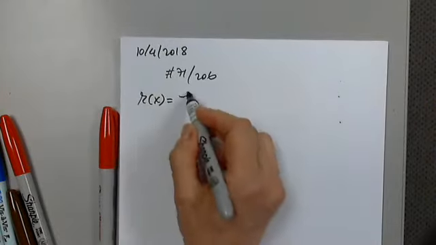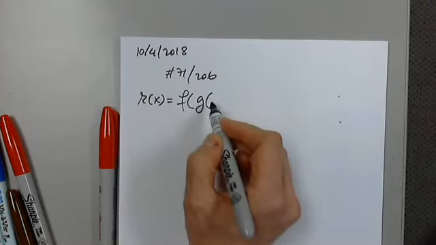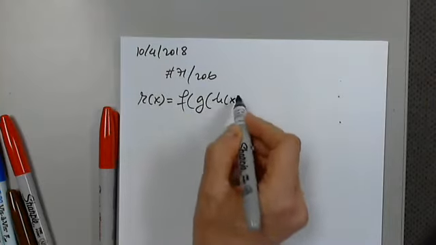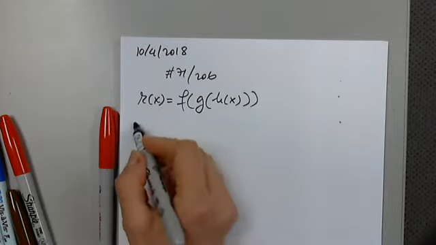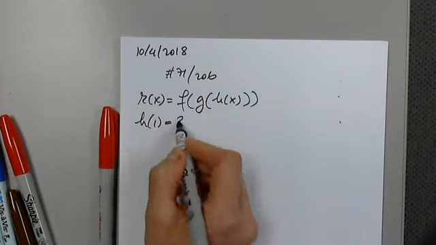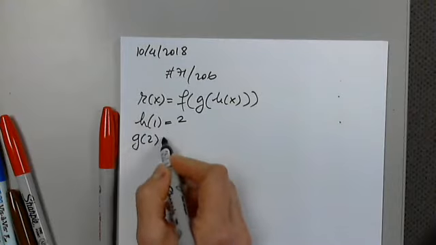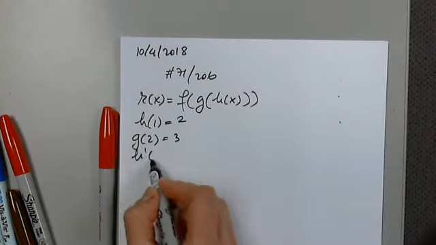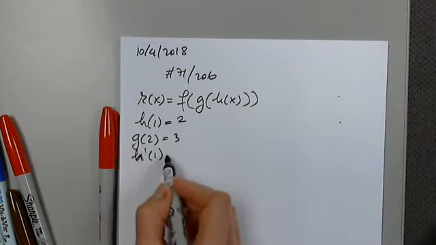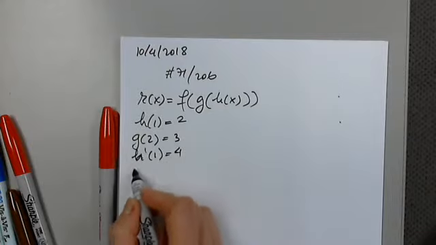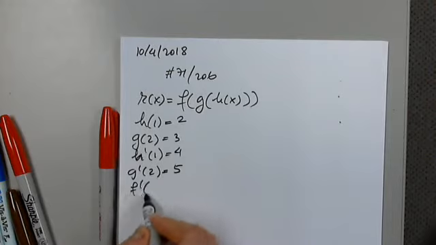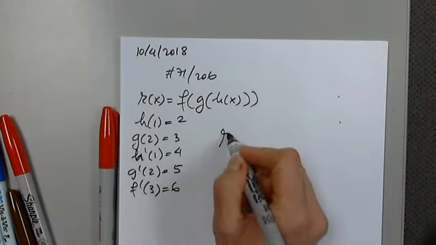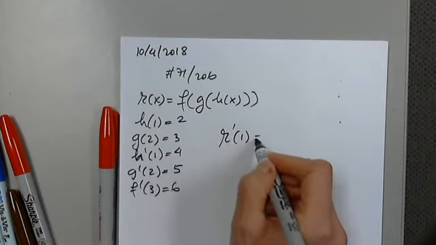So we're given f of g of h of x. So 1, 2, 3. Where h of 1 equals 2, g of 2 equals 3, h prime of 1 equals 4, g prime of 2 equals 5, f prime of 3 equals 6. And the question is asking us to find r prime of 1.